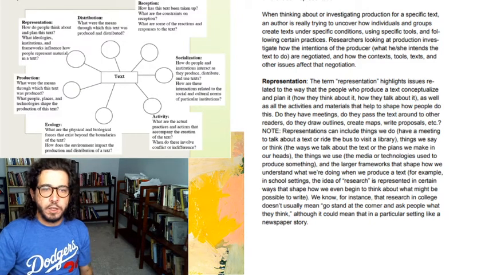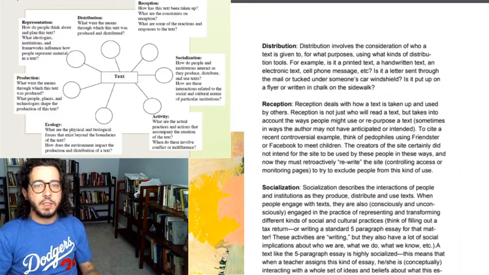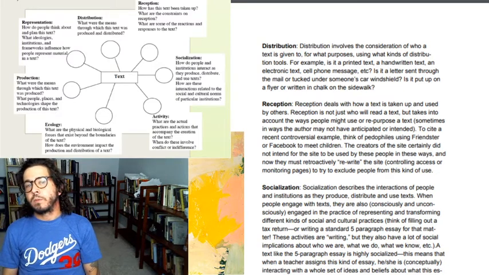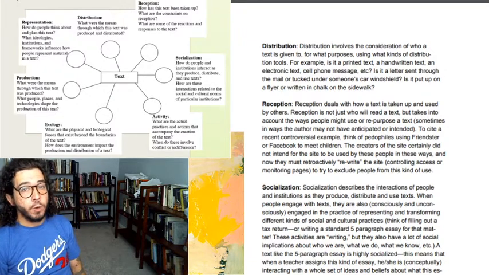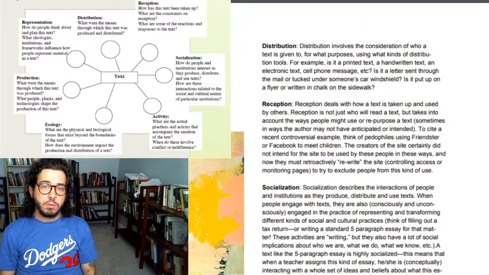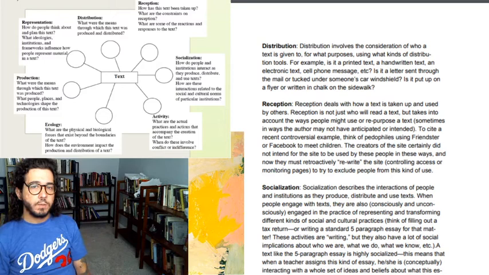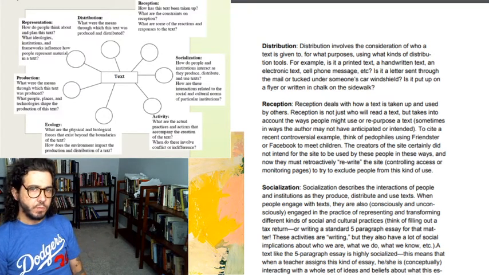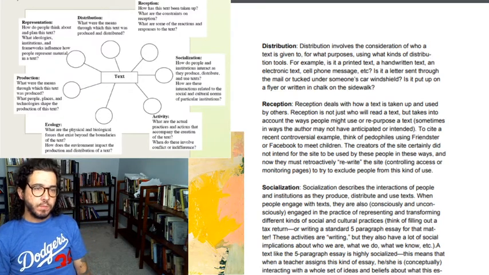So the next one is distribution, and this is thinking really about the who, the what, another what, and also how, right? So it thinks about, like Dr. Walker writes, the consideration of who a text is given to, for what purposes, and using what kind of distribution tools. So we're thinking about audience here.